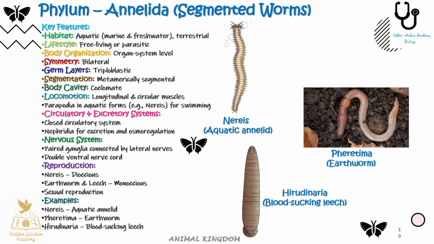Their nervous system is well developed, with paired ganglia connected by lateral nerves and a double ventral nerve cord. Reproduction is sexual. Nereis is dioecious, meaning sexes are separate, while earthworm and leech are monoecious, meaning both sexes are present in the same individual. Examples include Nereis, an aquatic annelid, Pheretima, commonly known as earthworm, and Hirudinaria, the blood-sucking leech often found in freshwater habitats.